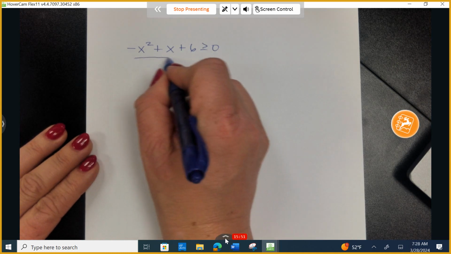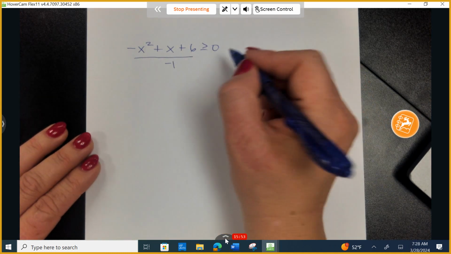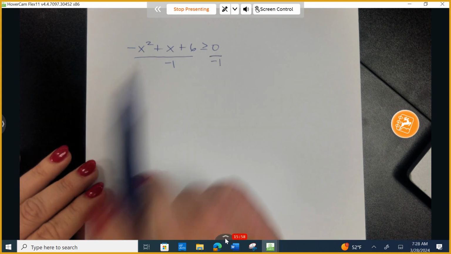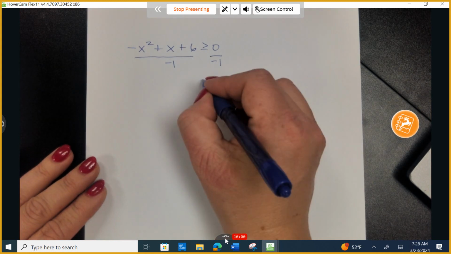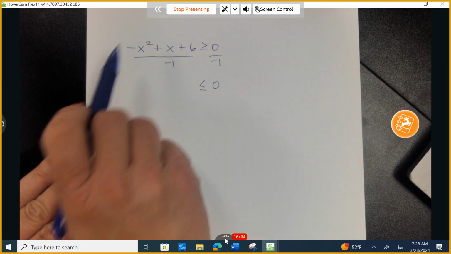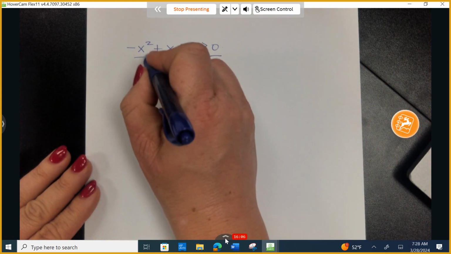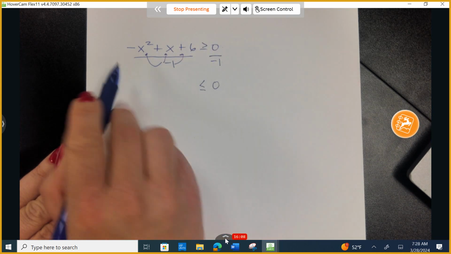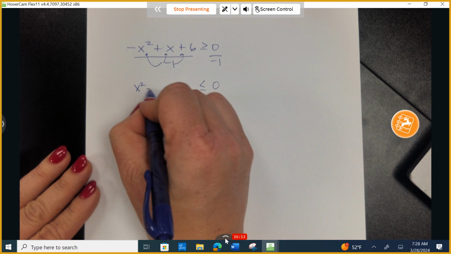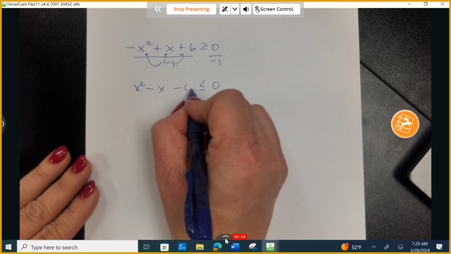I'm going to divide the entire left side by -1, and I'm going to divide the entire right side by -1. Who remembers what we do when we divide by a negative? Right, we flip the inequality symbol. 0 divided by negative is still 0. And now every one of these needs to be impacted by dividing by -1. So -1 divided by -1 is a positive, divided by negative is a negative, and likewise a negative.